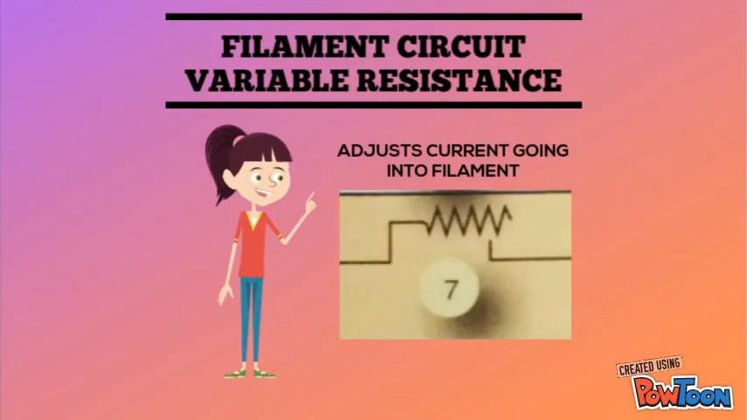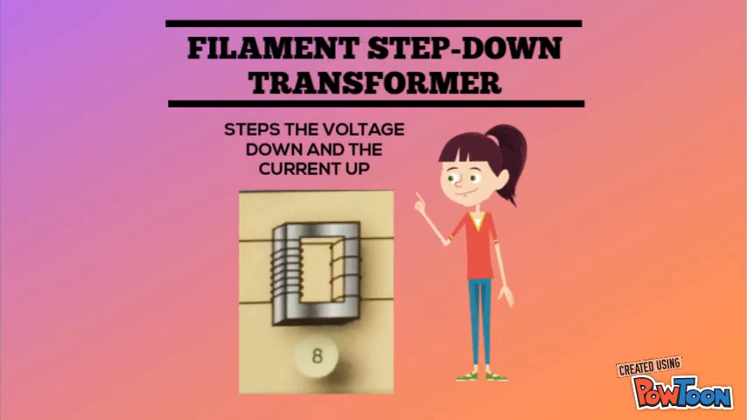The filament circuit variable resistor adjusts the current going into the filament. The filament step-down transformer steps down the voltage and steps up the amperage, which increases current flow to the cathode.